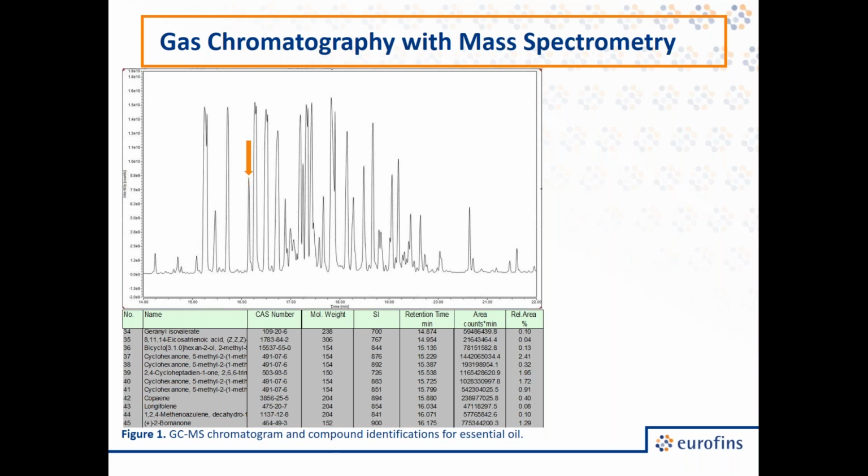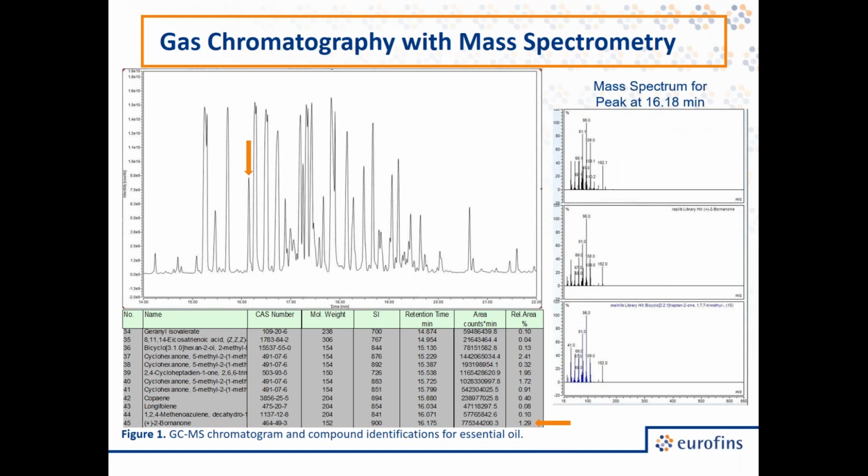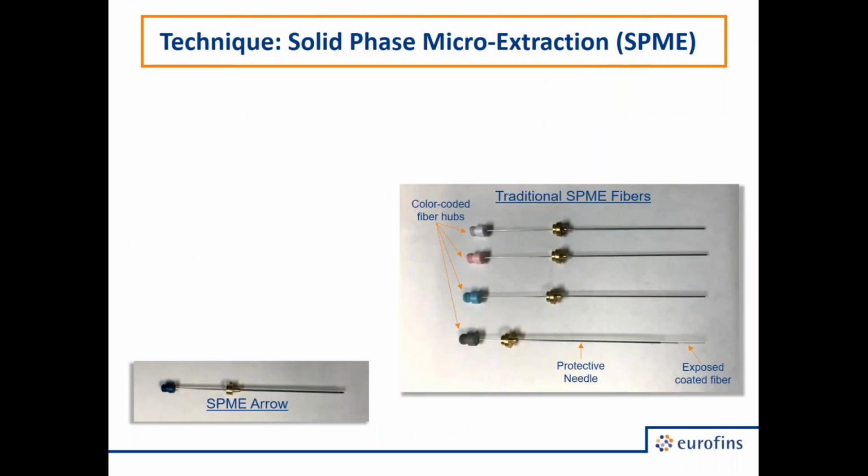So if we want to look specifically at just one, this peak here, we can look further and look at its fingerprint fragmentation pattern and compare that pattern to our library of compounds. And by doing so, we can identify this compound as 2-boronone, which has kind of an evergreen or green-like aroma. And so in that way, we can look at the volatile profiles of our samples.